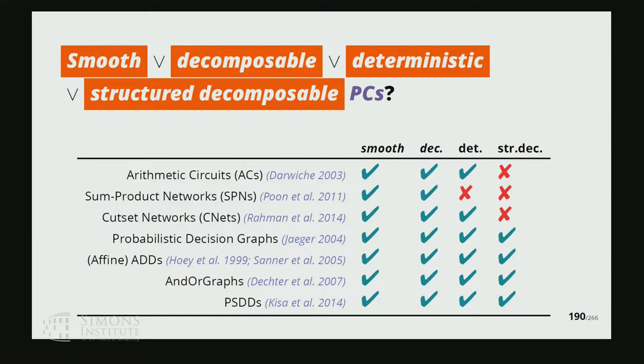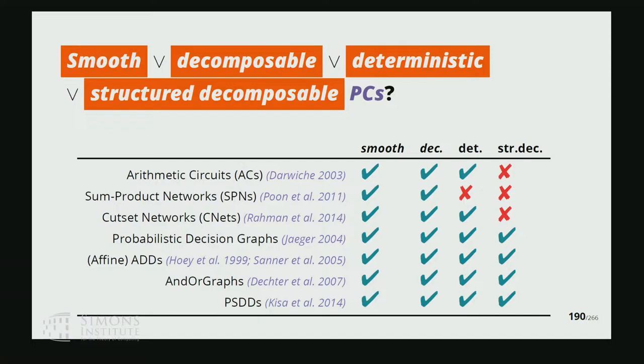And if you ever wonder what these things are, and you don't want to dive into all the details and figure it out yourself, here's an overview: a sum-product network is a smooth and decomposable probabilistic circuit, but it's usually not deterministic. When you see an arithmetic circuit in the literature, it's always deterministic because it's been compiled as such. And you can see that a bunch of other representations in the literature have this structured decomposability property that allows you to compute things like KL divergence, entropy, and so on.